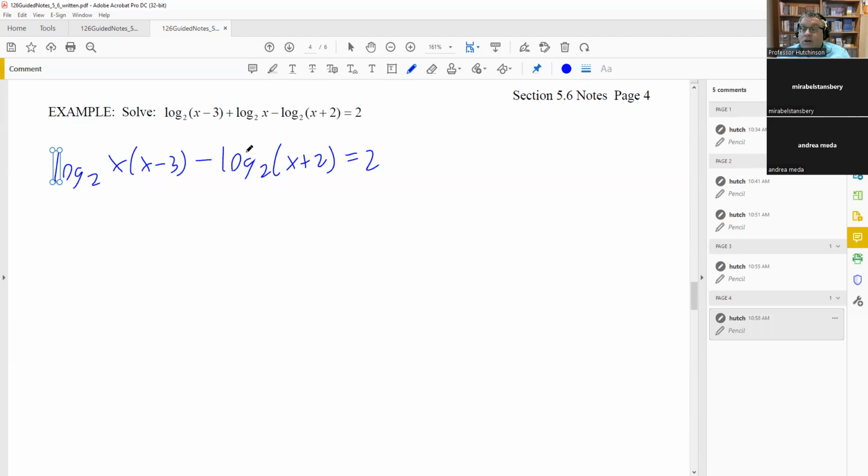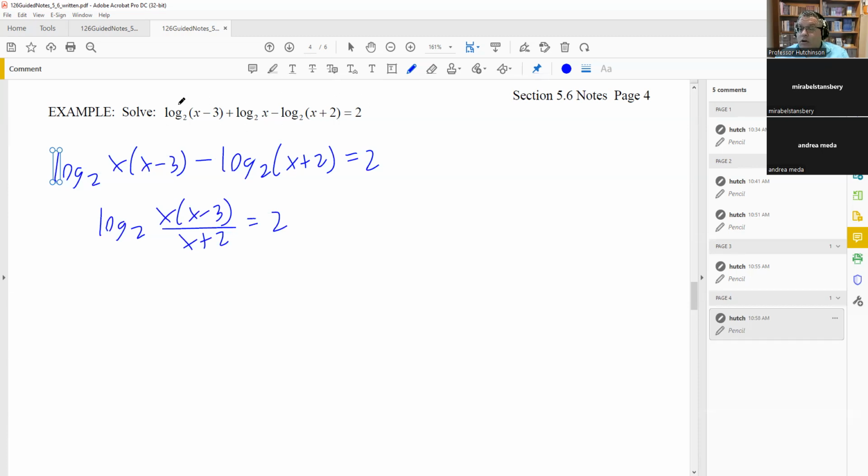Next thing I want to do is combine these 2 logs together into a single one. The minus means that this is going to turn into division. So I have log 2 of x times x minus 3 divided by x plus 2. I still have a 2 on the other side. So I've combined all the logs. So that's really the only difference. If you've got 3 logs, you're still going to do the same process. You just have to combine them all together. So you might have to do those in steps.